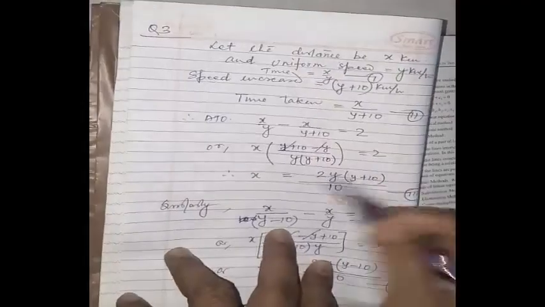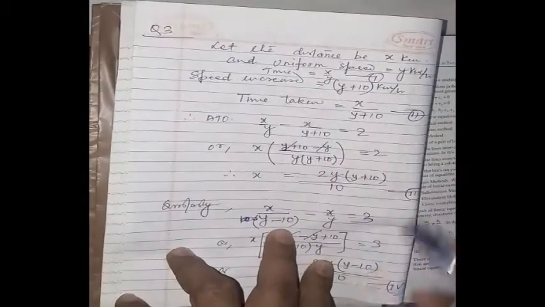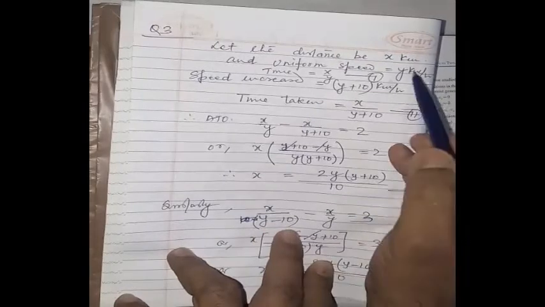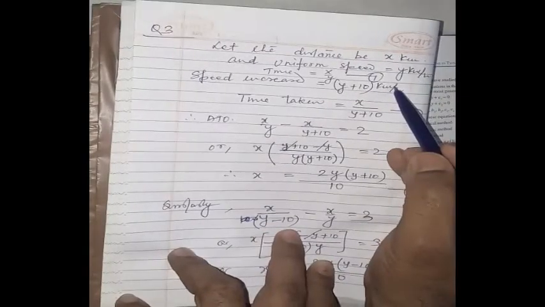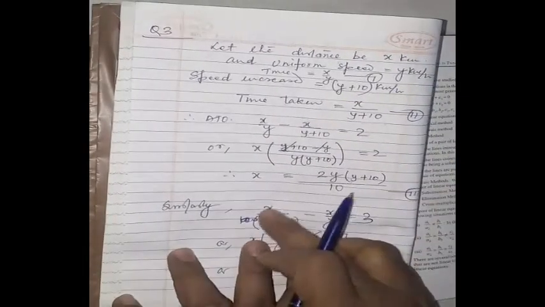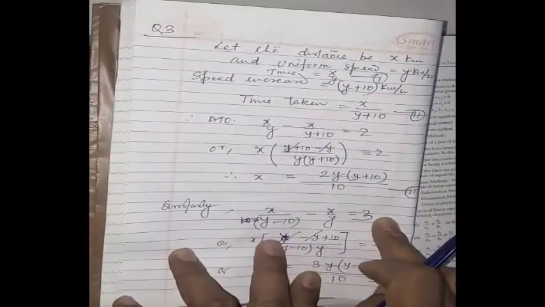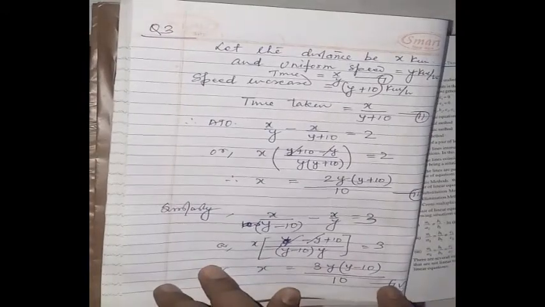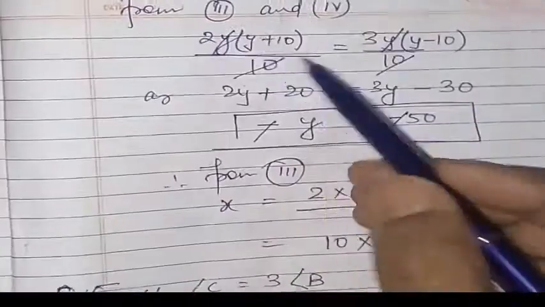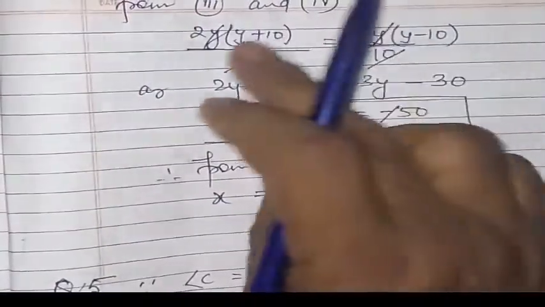Similarly, if slower, then it will be y minus 10. Time will be more. So this time minus this, number 1, this will give 3 hours. Okay, solve this, you will get this 3. Okay, now from 3 and 4 you will equate this thing.